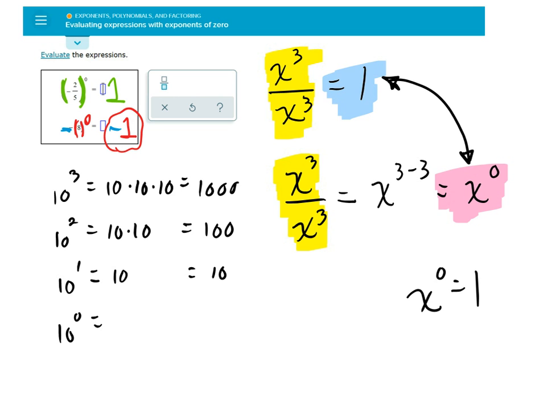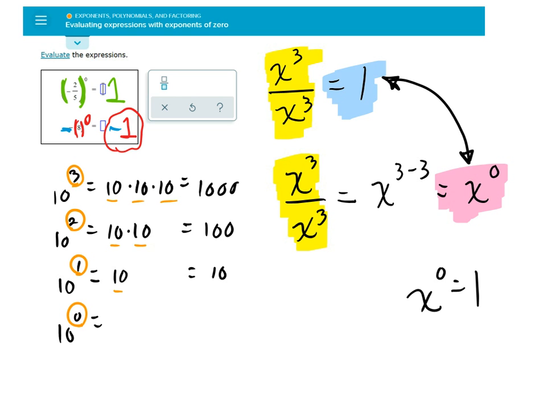Okay. When I went from 10 to the third to 10 to the second to 10 to the first to 10 to the 0, I'm decreasing my exponent by 1. When I look over here, I'm losing a 10. Here I've got 1, 2, 3 10s. Here I've only got 2, and here I've got 1, and here there's none. There's no 10s there whatsoever.